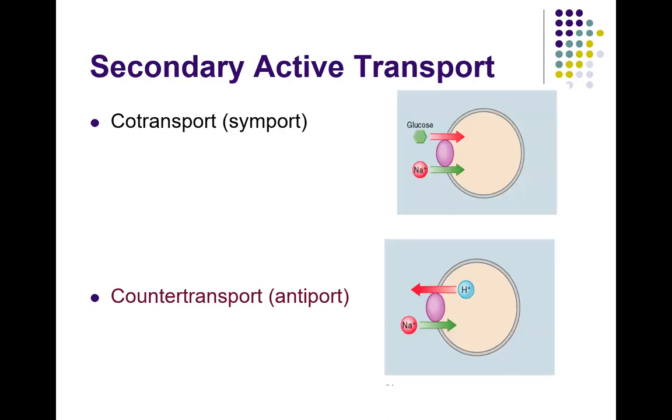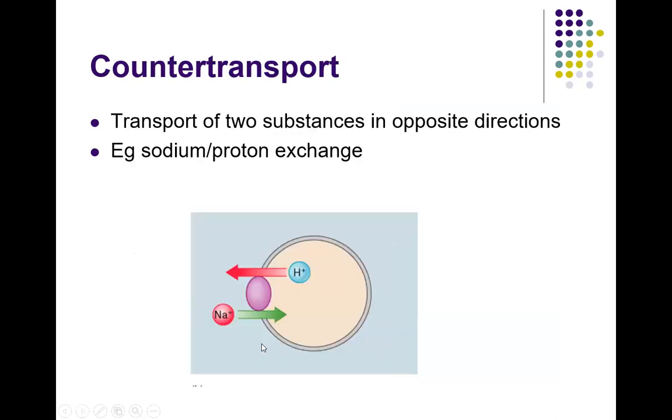So remember, cotransport, they go together. Symport, cotransport, they move in or out together. Countertransport or antiport means that you're sending one in and one's going out, so they're going against each other. You still have two substances being transported, but they're moving in opposite directions. One example of that is the sodium proton exchange. Sodium goes in and the hydrogen ion or proton moves out of the cell. That would be a countertransport or antiport.